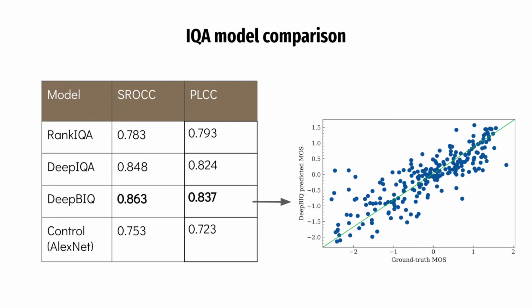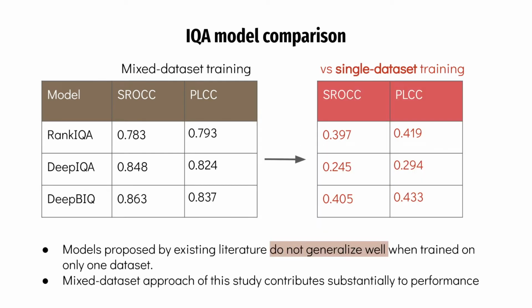We can see a strong linear correlation. This model has a 15% improvement over the control model. In this study, the mixed dataset training approach contributes substantially to the good performance. The models do not generalize well when trained on only a single dataset, as is done in most existing literature. We show this in the table on the right, where there is a low SROCC and PLCC. Therefore, we chose to focus on the best model trained using the mixed dataset approach, which is DeepBIQ.